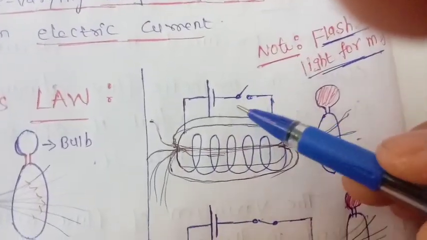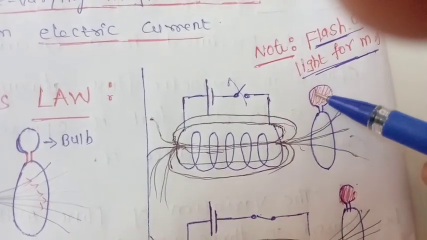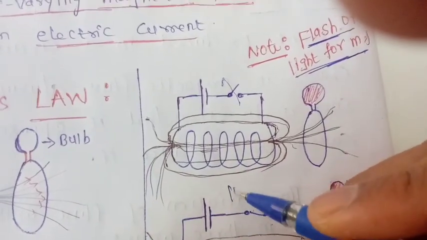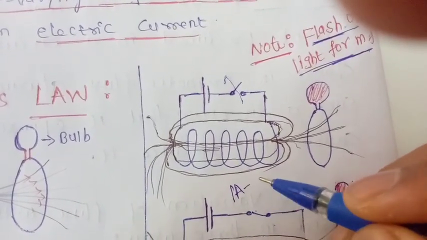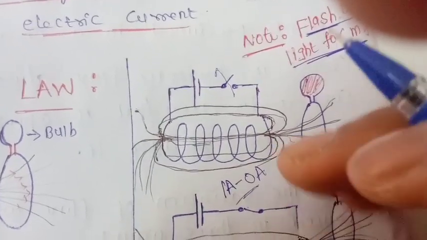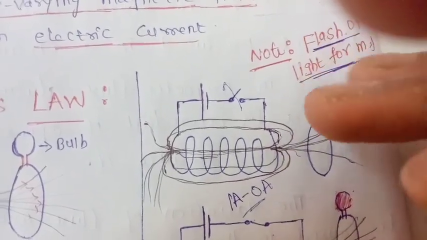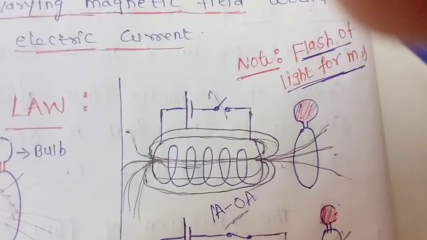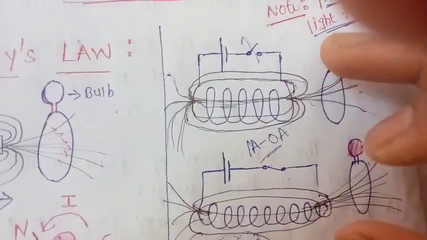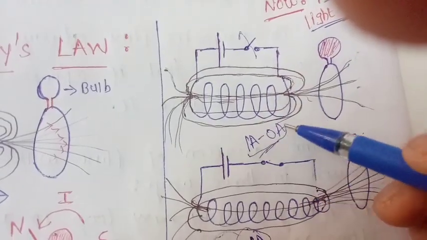Now Faraday turns off this switch, then once again he observed there is a flash of light for milliseconds. Why? Because when the switch is open, the current goes from 1 ampere to 0 ampere. Practically it is not directly 0 amperes, it will be slow, but this happens in milliseconds of time. That's why it won't appear. Observe very carefully, the flash of light is for milliseconds only. That's why the change in the current is not observed.